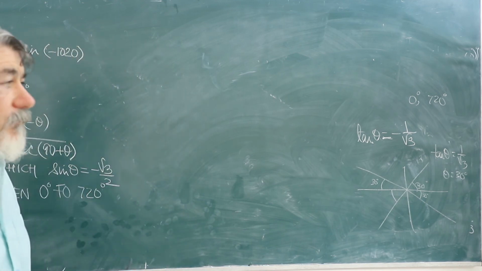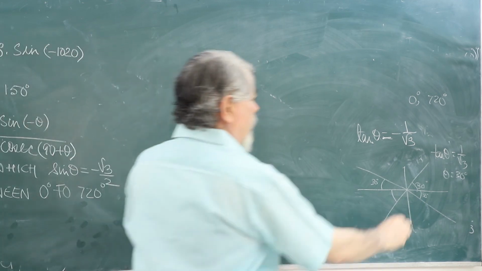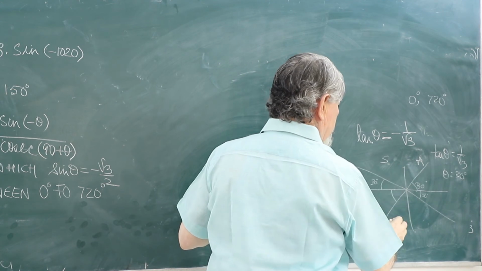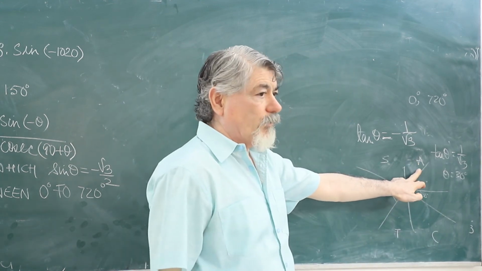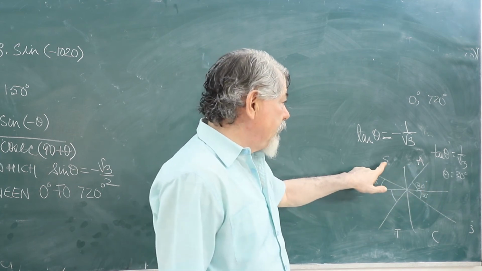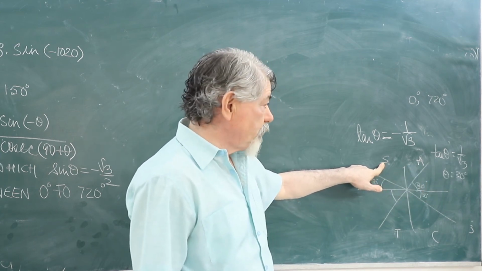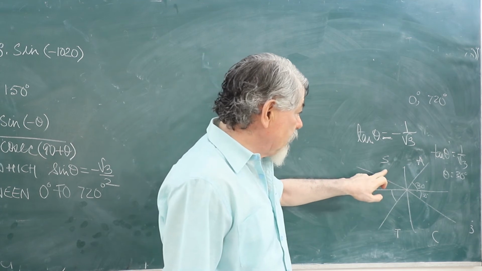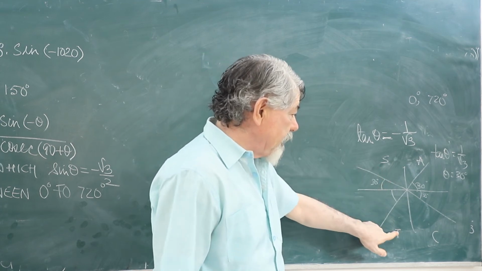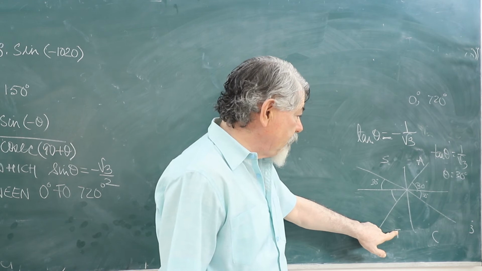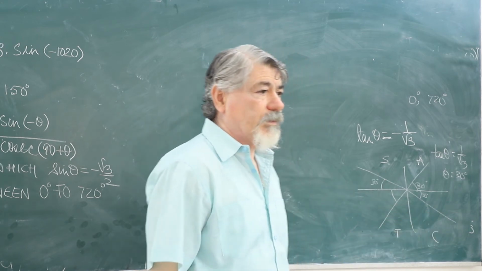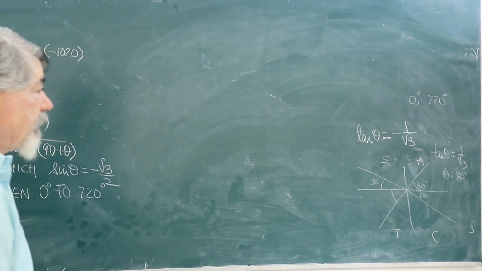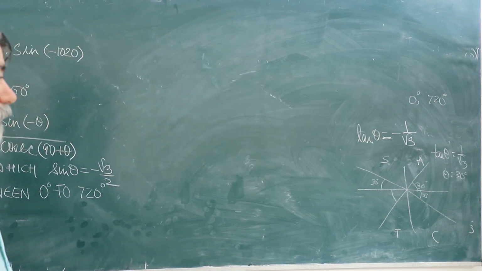Now tan theta will be negative where? All add sugar to coffee, so it cannot be negative in the first quadrant, all are positive here. In the second quadrant only sine and cosec are positive, so tan will be negative in the second quadrant. In the third quadrant tan is positive, so it can't be negative here. It will be negative only in the second and the fourth quadrant.